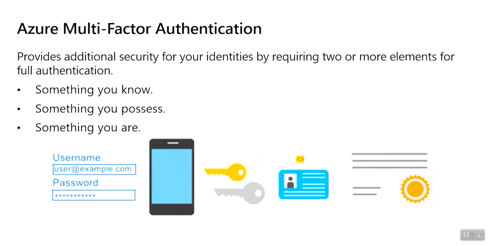Something you know, which can be a username or a password or an answer to a security question. Something you possess, which could be a mobile app that receives notifications, or a token generating device. Or it can be something you are, which is usually some type of biometric property, so it can be a fingerprint scan or a face scan. We see that's pretty common on a lot of phones.